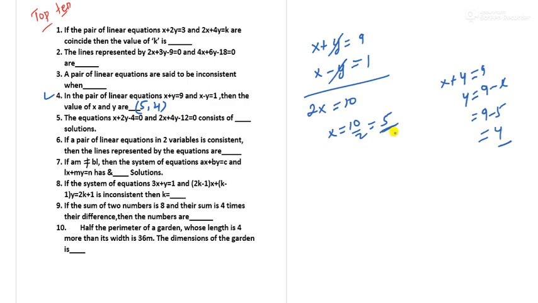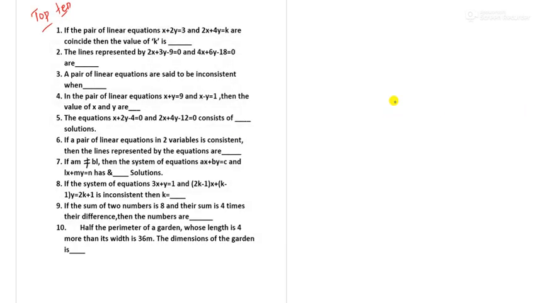Okay, they can also give minus 5, minus 4, but you have to go for the positive value. Okay, chalo, good. Moving to the next question.